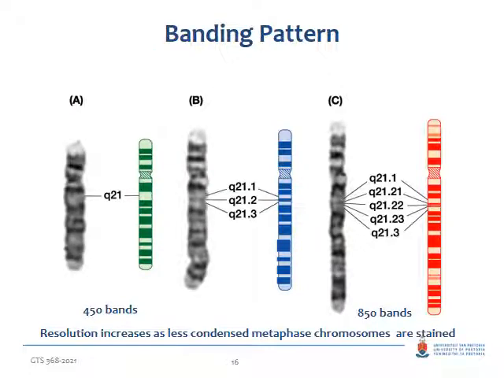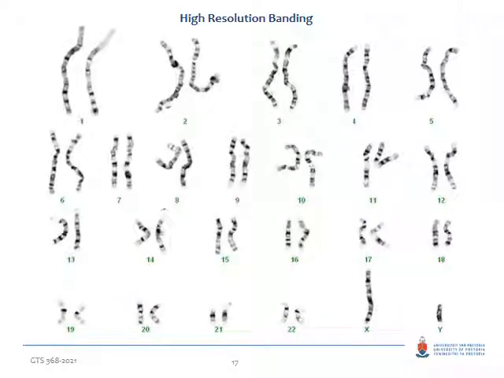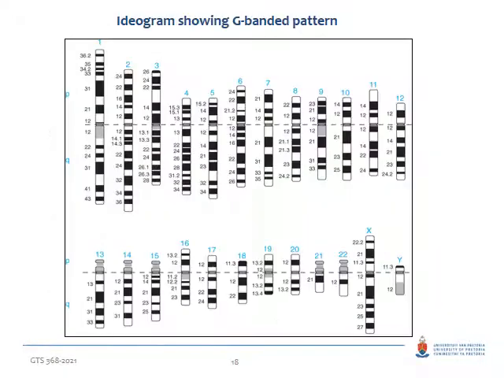In this slide, you can see the banding pattern at different resolutions, depending on the condensation of the metaphase chromosome. In the case of high resolution banding, the different bands can be seen very clearly, enabling the detection of structural abnormalities. An ideogram is a schematic representation of the banding pattern of the different chromosomes.